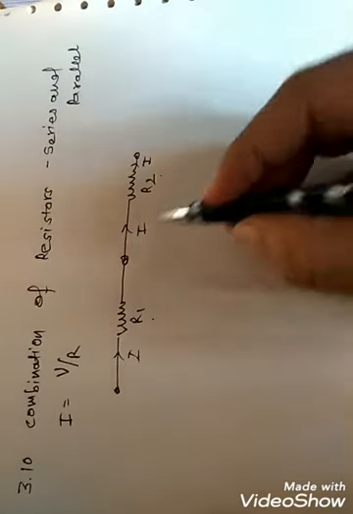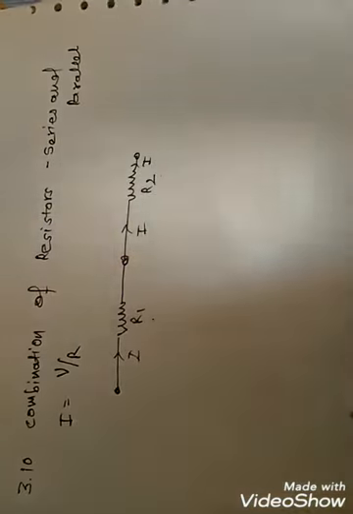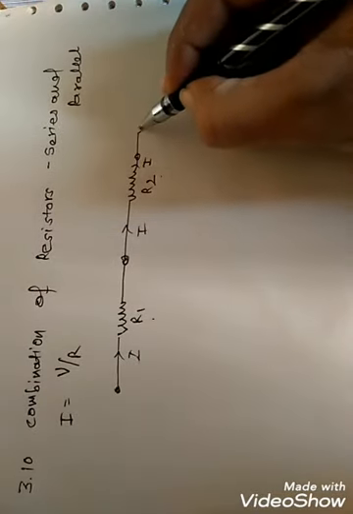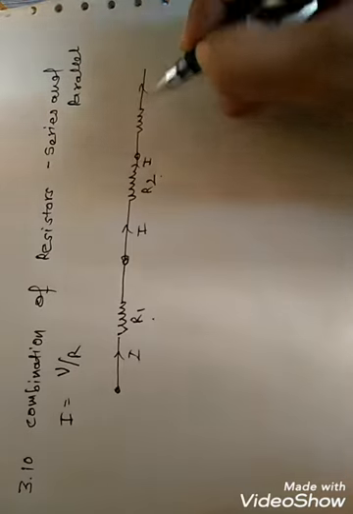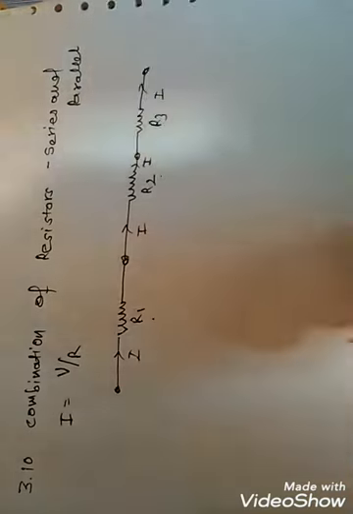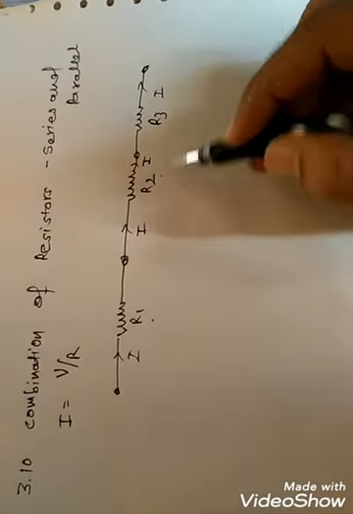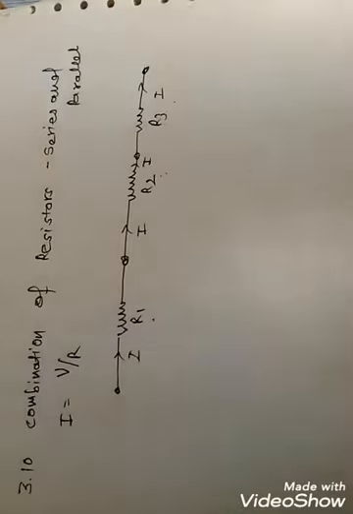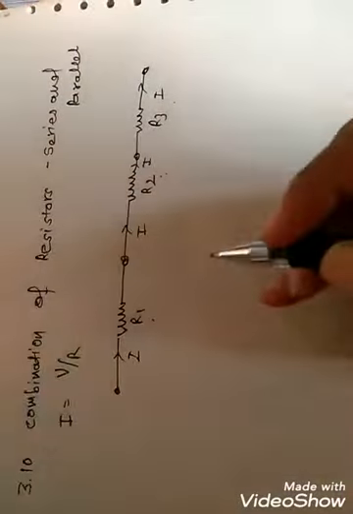Now for more than two resistors, say three resistors connected in series combination. So the third one: this is R1, R2 and R3, a series combination of three resistors R1, R2 and R3.